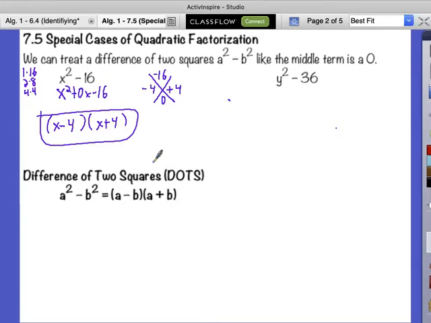Can you help me? So negative 18 plus 18, that multiplied to 36. So what are numbers that multiply to 36?